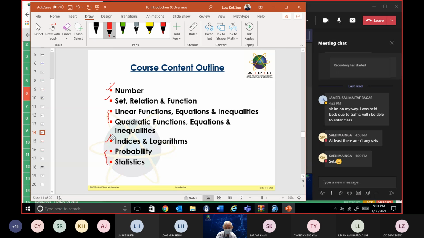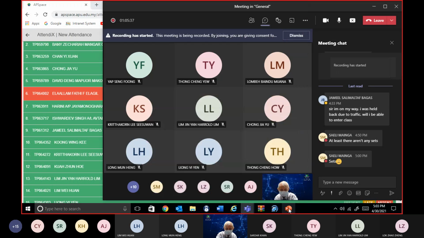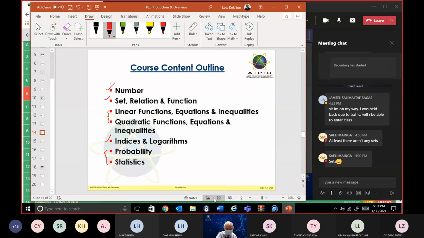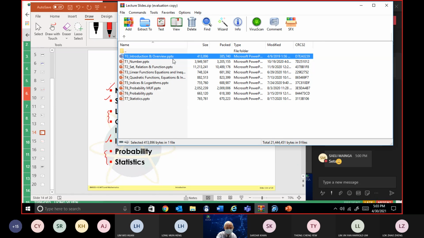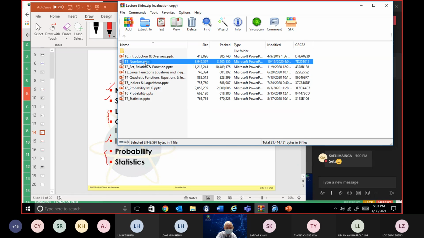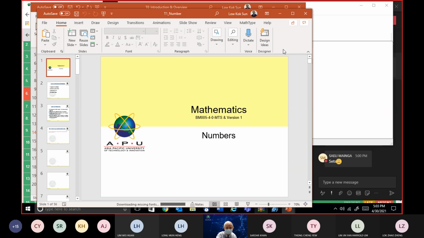Okay, we will go to the lesson now. Our first chapter is number. Maybe we take a short break first, because after a very short time we would have to break anyway, and that would spoil the sequence, the momentum. You can take a short break. When I come back, we start the lesson.